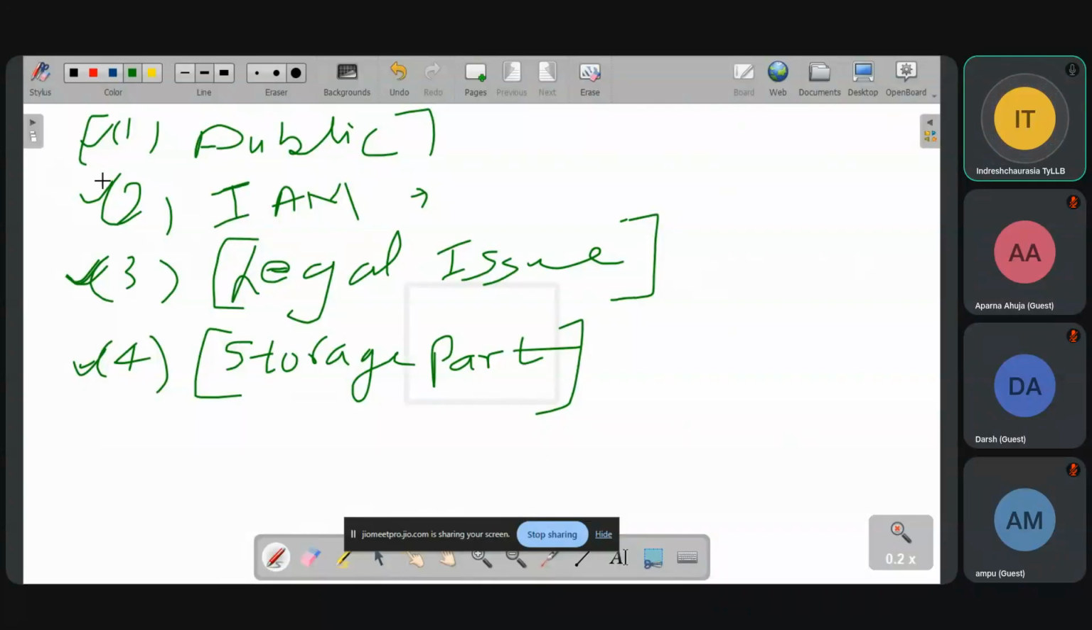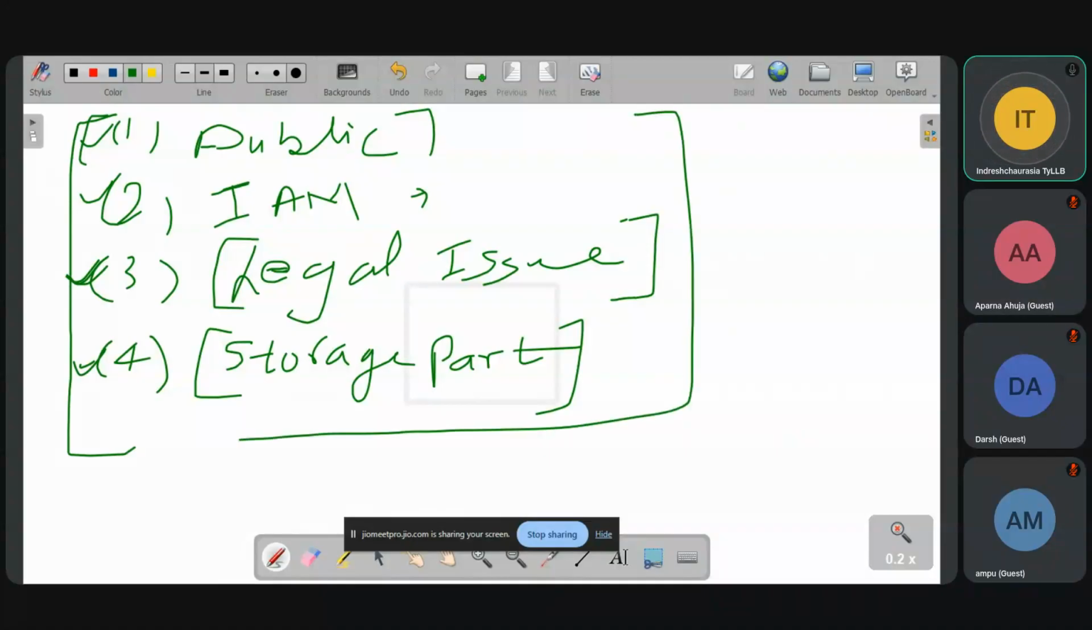So these are the four challenges that came into the picture. That is the reason cloud security came into the picture.